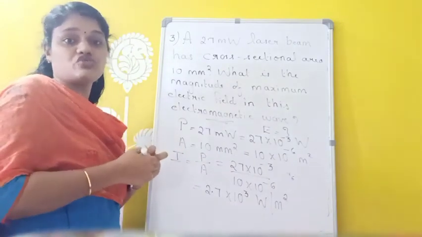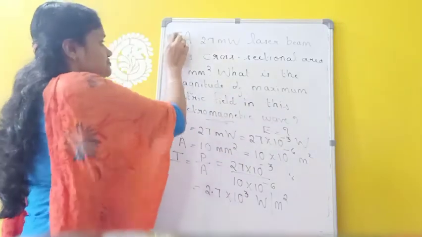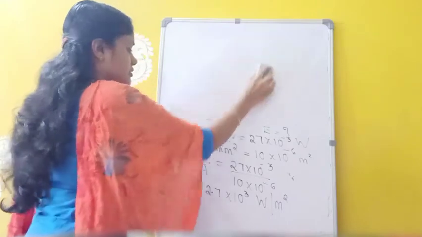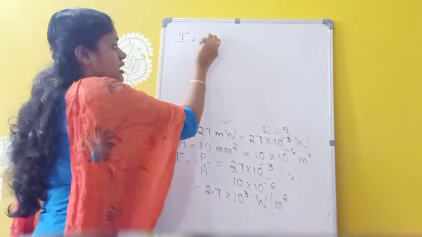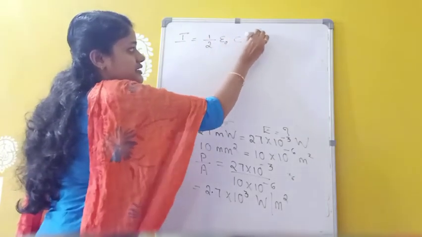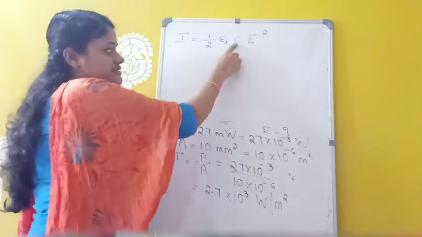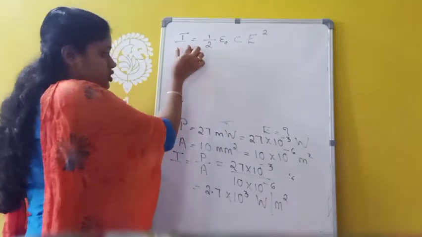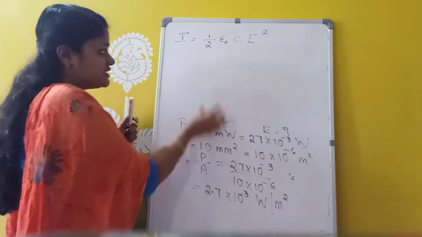But we have another formula for this intensity of the electromagnetic wave in terms of the electric field. That is, intensity is given by I equals half into epsilon 0 into C into E square. Here epsilon 0 is the permittivity of free space, C is the speed of light in air or vacuum, and E is the electric field. And already we found the value of intensity. What is the value? 2.7 into 10 raised to 3. So we can substitute here.